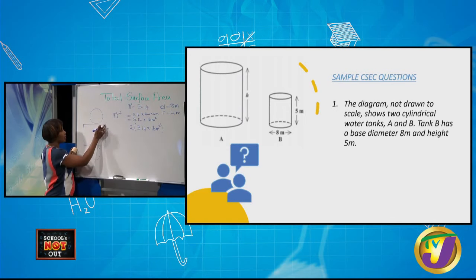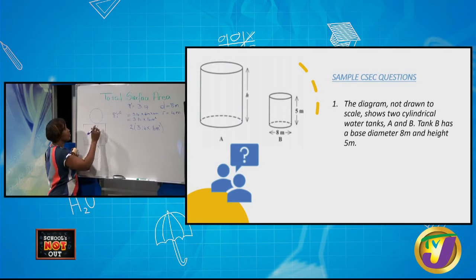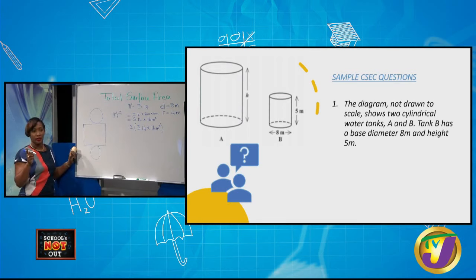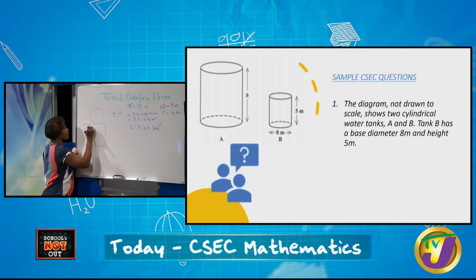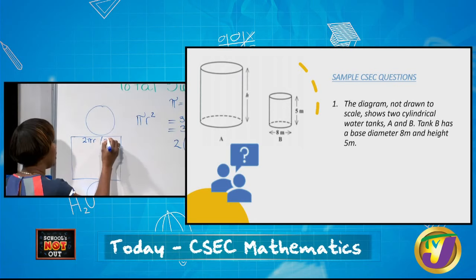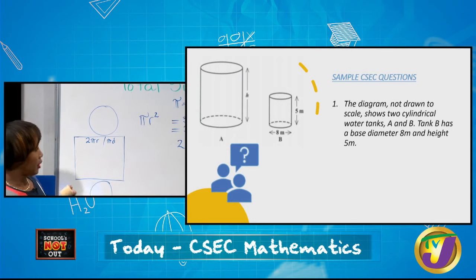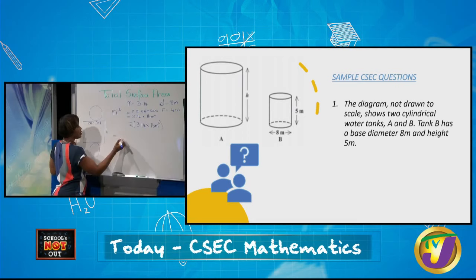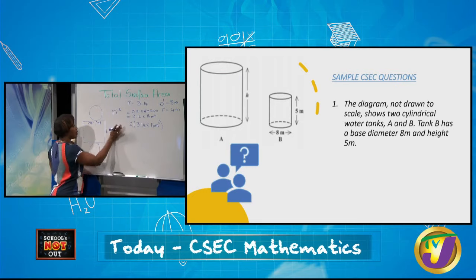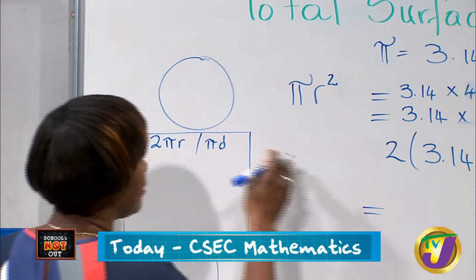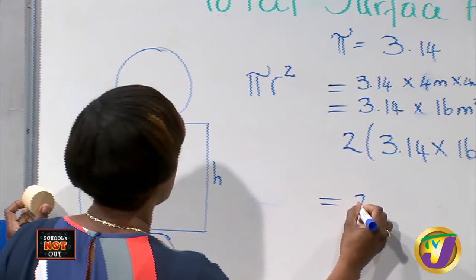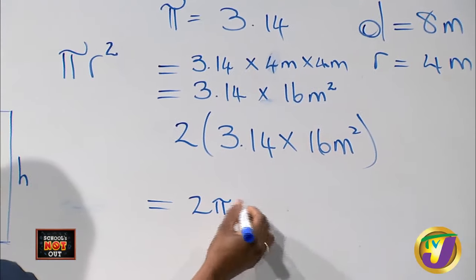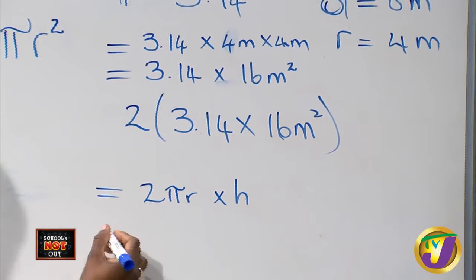And for this one, remember what we said. This length is also the circumference of this circle. So how do we find the circumference of a circle? We can use 2 pi r, or we can use pi d. Correct? And then this length would have been our height. Because it's a rectangle, we know it's length times width, or side multiplied by the other side. So let's go 2 pi r, and we're going to multiply that by height.